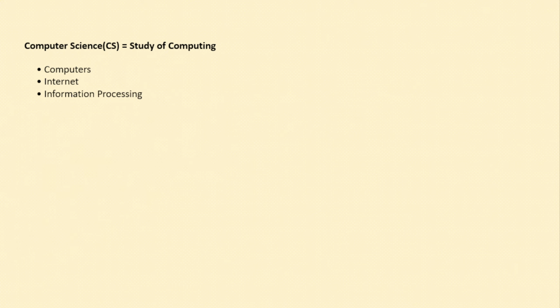So when we say computer science, we are not just talking about the physical computer you see in front of you. We are talking about everything that makes a computer work. From the software running inside it, to how it processes information, to communication, how the system communicates with other systems across the internet. So it includes computers, the internet, and information processing.